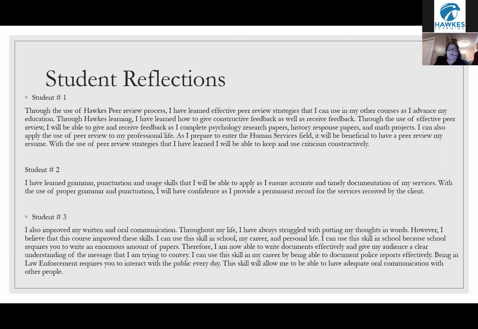Therefore, I'm now able to write documents effectively and give my audience a clear understanding of the message that I'm trying to convey. I can use this skill in my career by being able to document police reports effectively. Being in law enforcement requires you to interact with the public in everyday life. This skill allows me to be able to have adequate oral communications with other people.